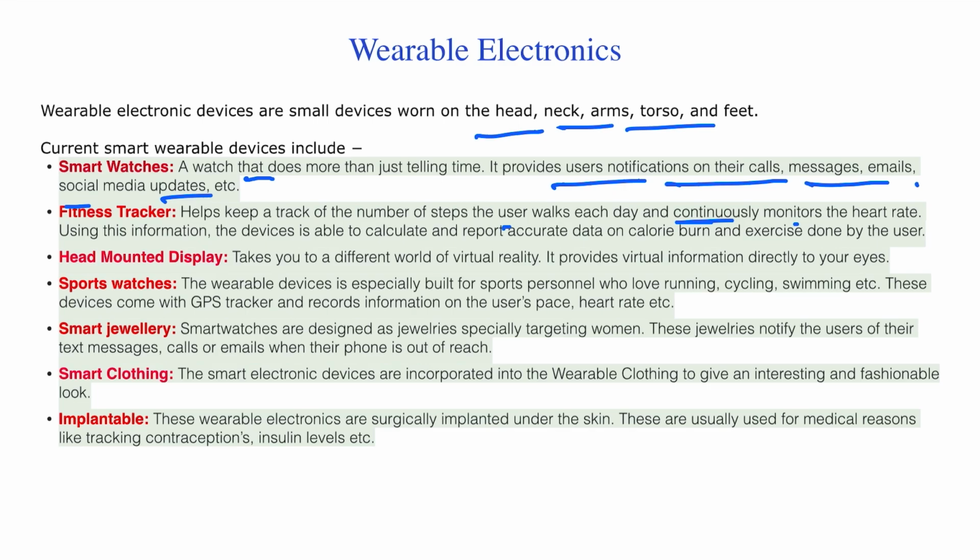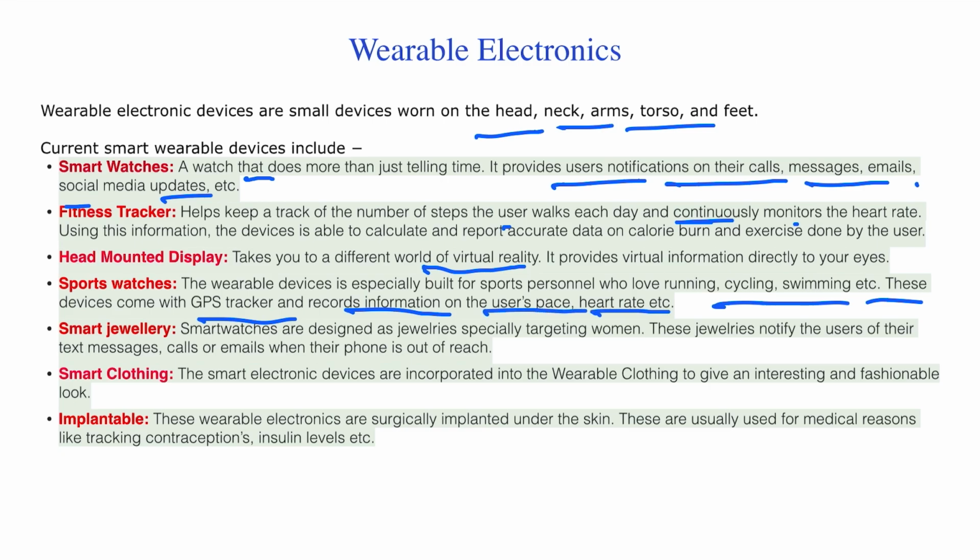Head-mounted display takes you to a different world of virtual reality. That means augmented reality, virtual reality. You just wear that cap-like structure device, and there will be some glasses, and there you will see some virtual reality inside. Sports watches. The wearable device is especially built for sports personnel who love running, cycling, swimming, etc. These devices come with a GPS tracker and record information on the user's pace, heart rate, etc.